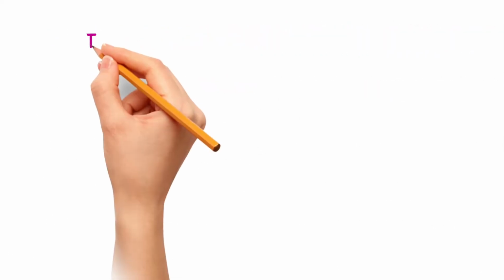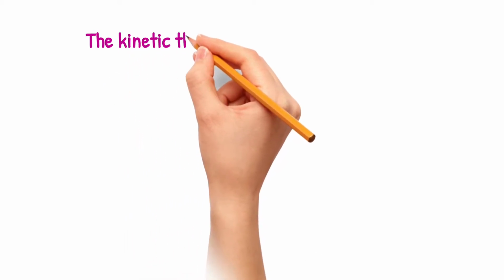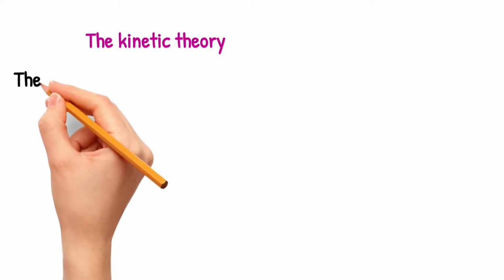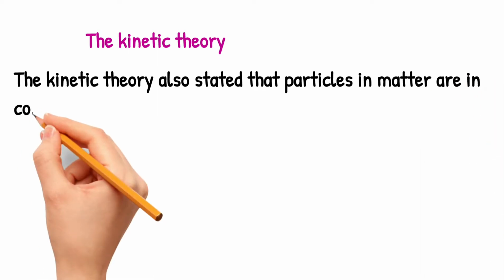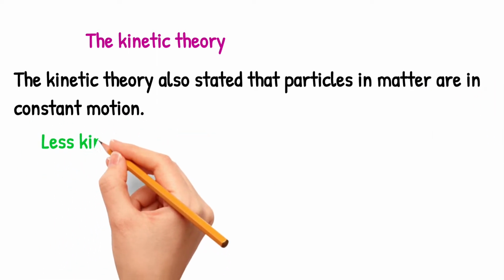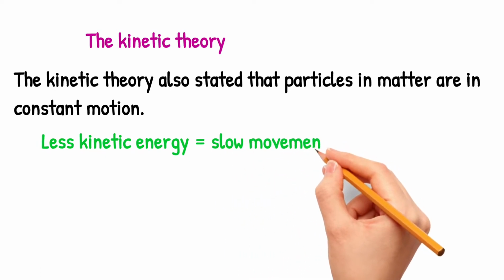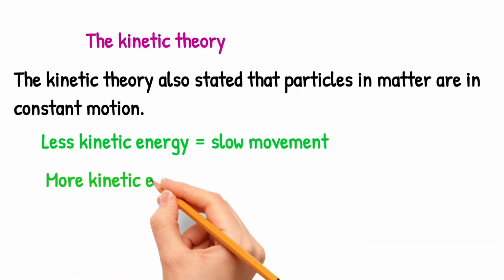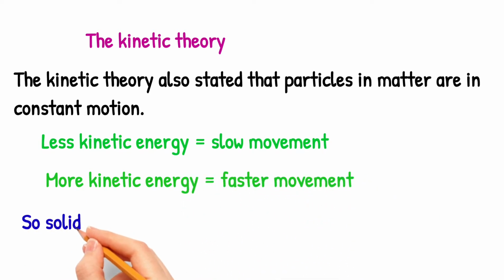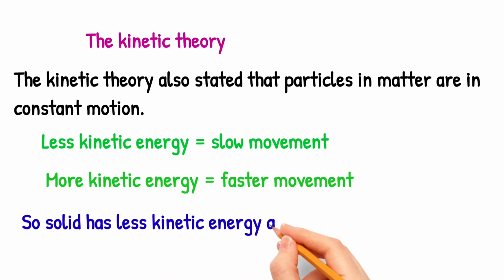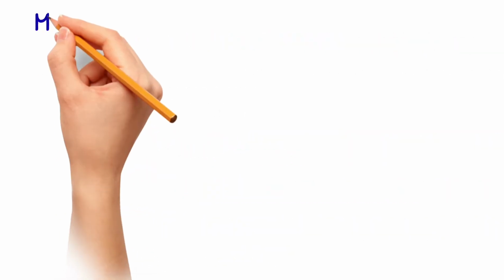So next we see the kinetic theory. The kinetic theory also stated that the particles in matter are in constant motion. So less kinetic energy is equal to slow movement, and more kinetic energy is equal to fast movement. So solid has less kinetic energy and gas has more kinetic energy.